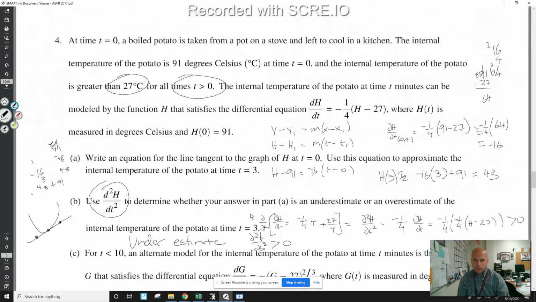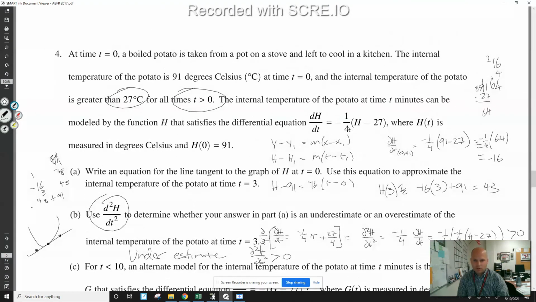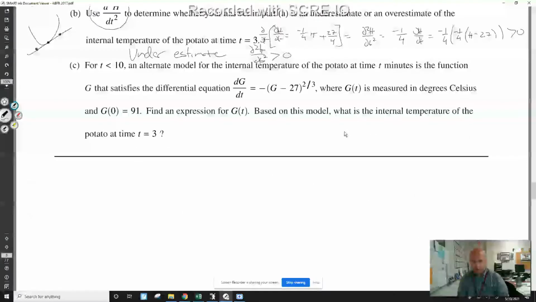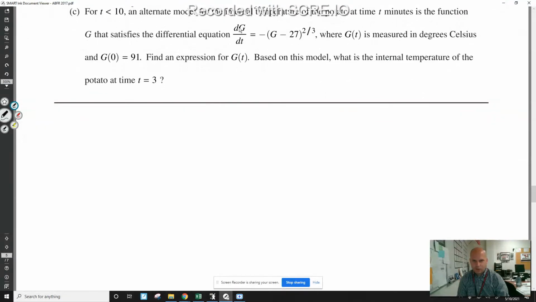Okay, now, I was going to think that we would solve this differential equation. I'm going to show you how to do it just for fun. But they're throwing this other differential equation at us. They're saying an alternate model is given by g, where dg dt is this, and g of 0 is 91. Find an expression for g. They want you to solve this differential equation, not the original one.